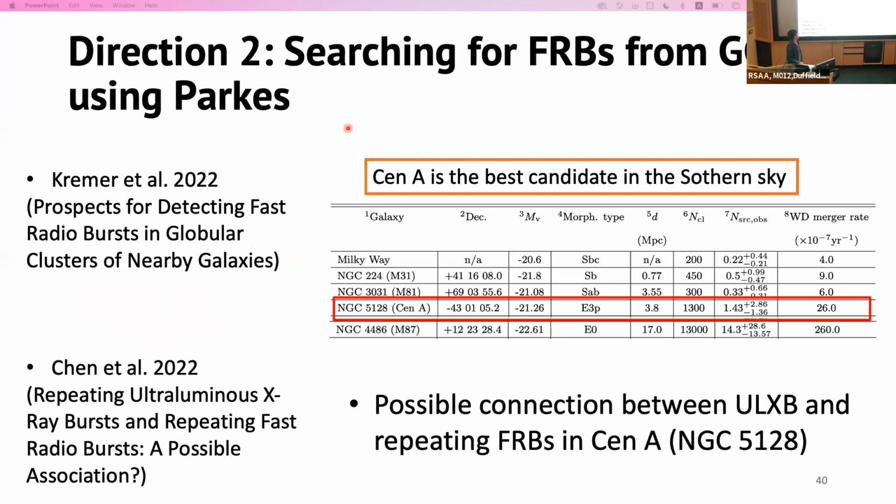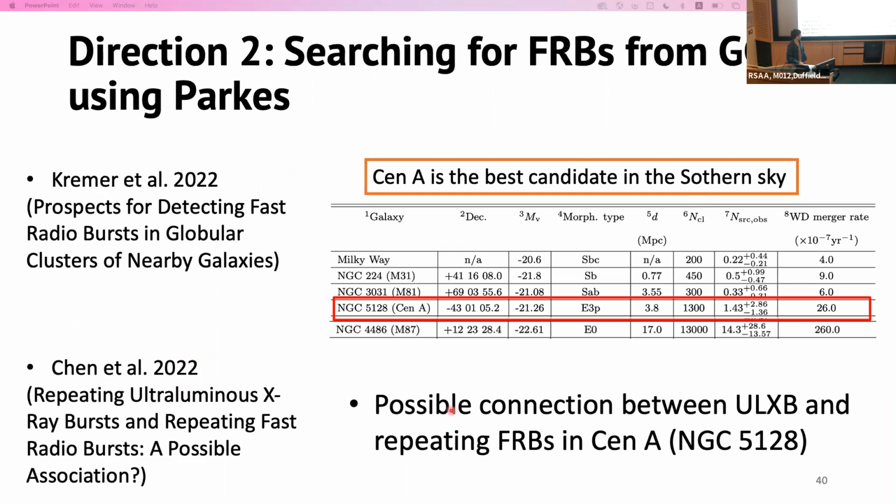And the second direction is that I'm trying to find FRBs from GCs using Parkes data. From this paper, Kramer et al. 2022, which came after the paper about the localized FRB from a globular cluster, they try to estimate the number of FRB events from all the globular clusters in our universe. And in this paper, they are saying M87 is the best galaxy for finding FRBs, but M87 is too north. So in this paper, Cen A is the best candidate in the southern sky, which we can use our telescopes to detect. Also in Chen et al.